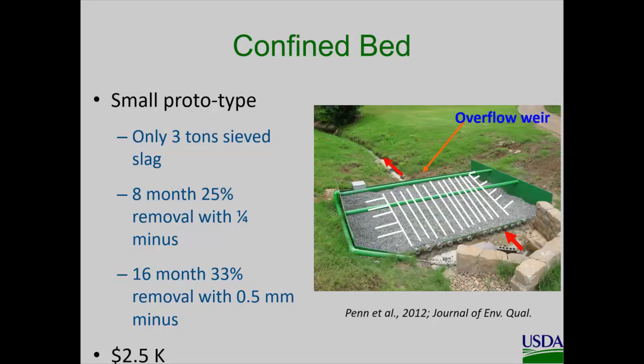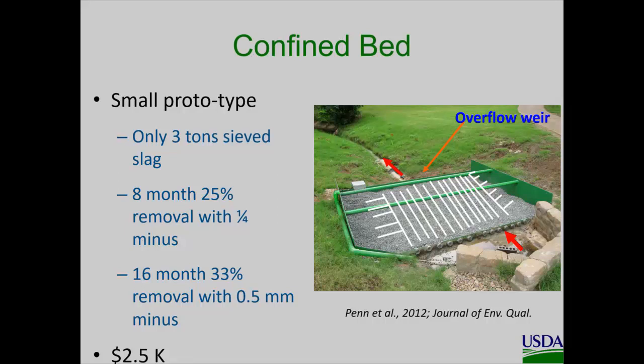This is a smaller one. Same thing. It captures surface water. This is on a golf course, also in Oklahoma. It contained only 3 tons of a sieve slag, 1/4 inch minus. I'm going to mix units here for you. So, only 3 tons, normal slag, not treated with aluminum or anything like that. Over 8 months, it removed 25% of the load.